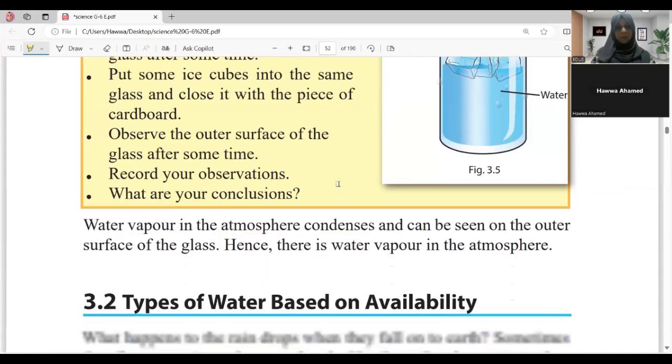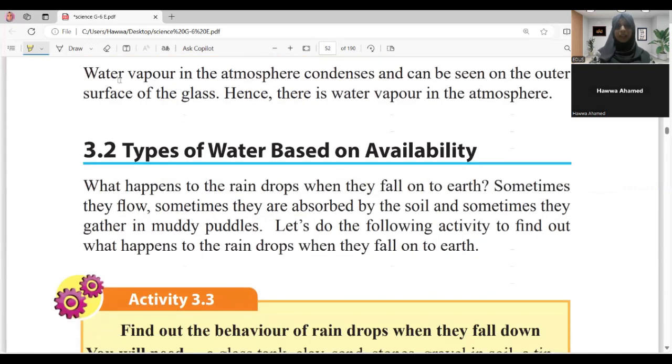So let's see what's happening. What happens here is that water vapor in the atmosphere is condensing. Condensing means cooling down and forming liquid. So when you heat water, it becomes water vapor. But when you cool down water vapor, it becomes water. It is reversing. The process is coming backwards. So when it condenses, it cools down and can be seen on the outer surface of the glass.